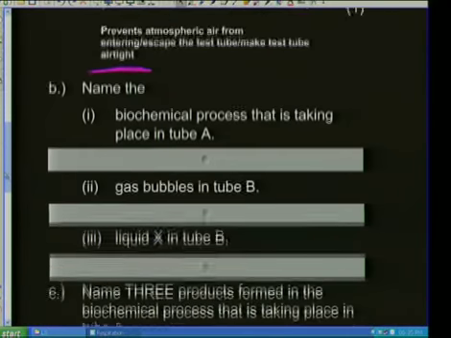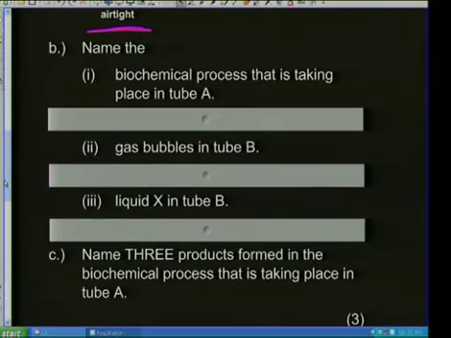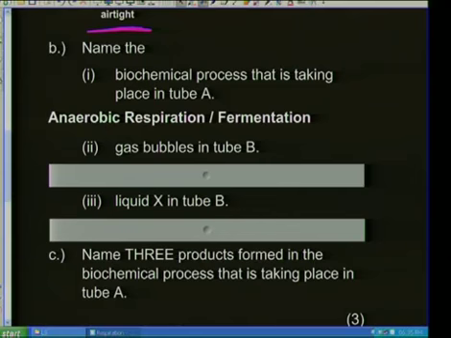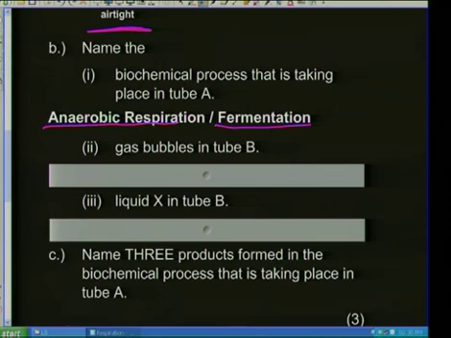All right? Next question says, name the biochemical process that is taking place in tube A. And we spoke about that already, but you must be careful because yeast is mentioned. You should know that yeast is undergoing anaerobic respiration. If you gave the answer cellular respiration, it was marked wrong, because yeast is not just cellular respiration, it's a particular type, and it's anaerobic. Or we can talk about fermentation. And if you want to be more fancy, you can say alcoholic fermentation.